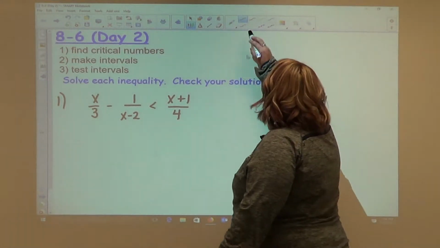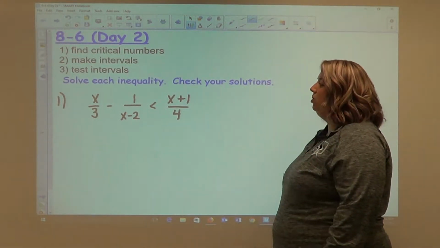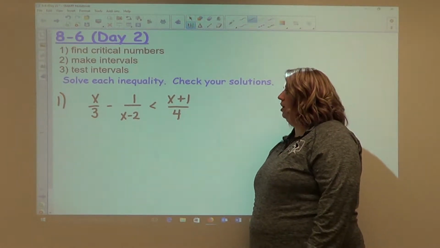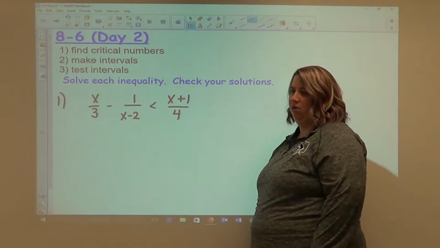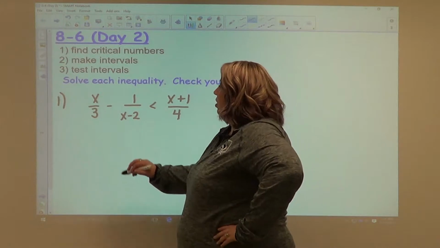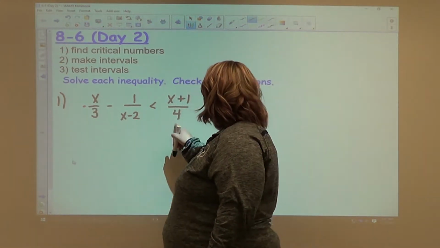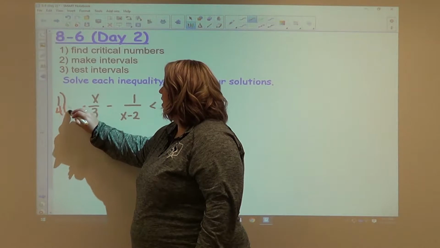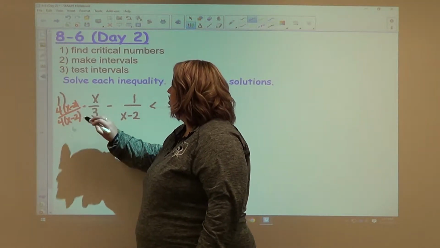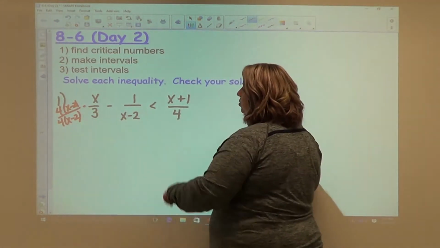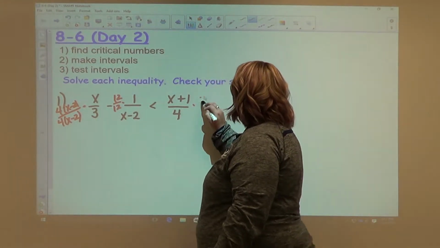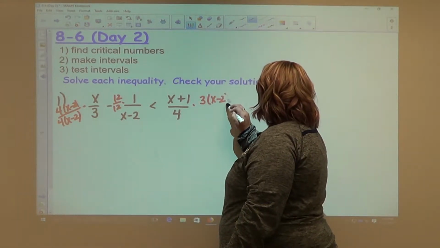Okay, so what we're going to do is pretend like we're solving it like an equation. And if we're going to do that, then that means that we need to get all of our denominators to be the same. So we're going to need to multiply by what they need. So this one needs an x minus 2 and a 4. The middle one needs a 3 and a 4, so it needs a 12. And this right hand side needs a 3 and an x minus 2.